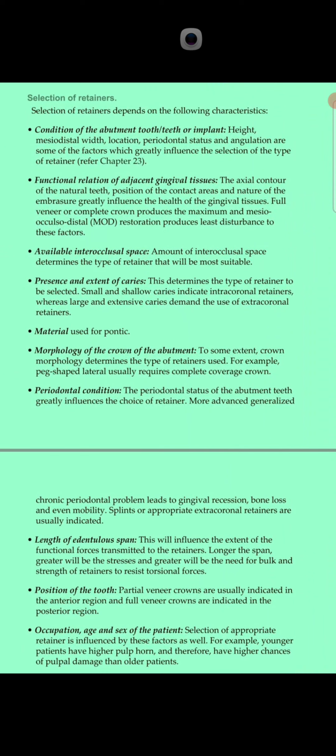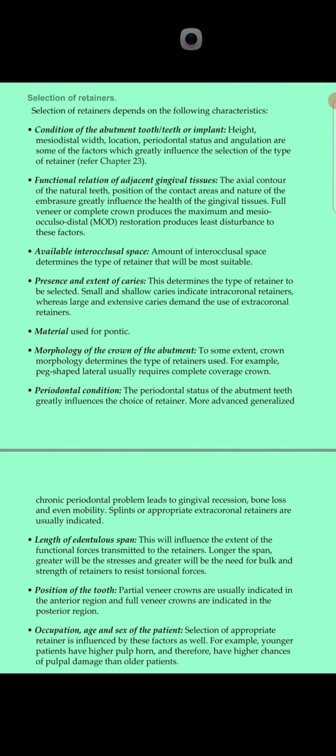Next is the periodontal condition. The periodontal status of the abutment teeth greatly influences the choice of retainer. More advanced generalized chronic periodontal problems lead to gingival recession, bone loss, and even mobility. Splint or appropriate extracoronal retainer are usually indicated. If there is a periodontal condition, then we give extracoronal retainer. If there is more caries, we give extracoronal retainer.